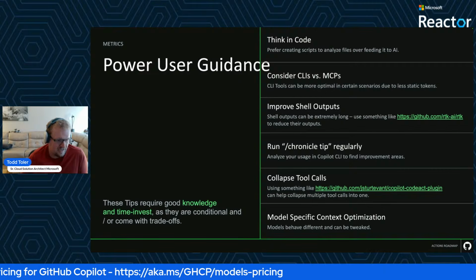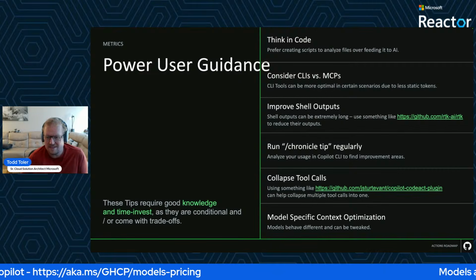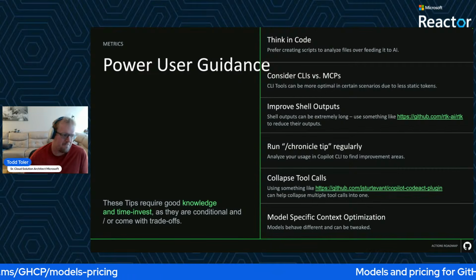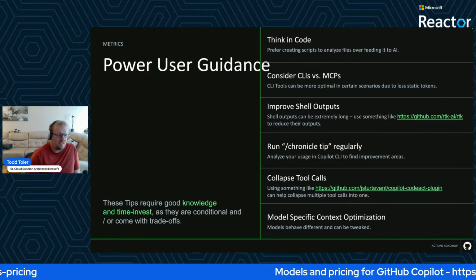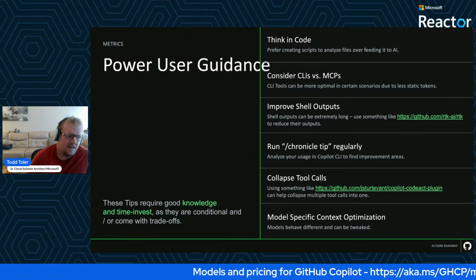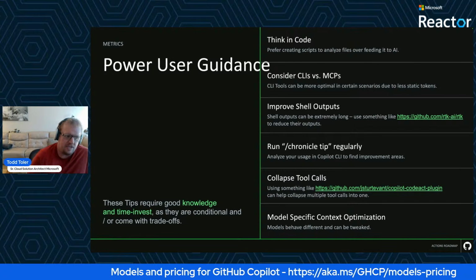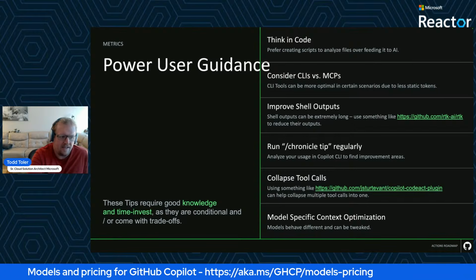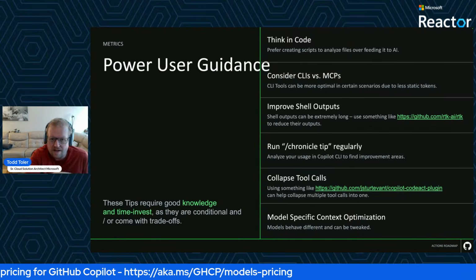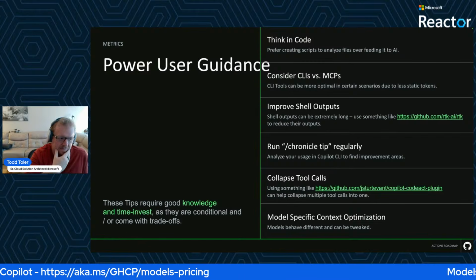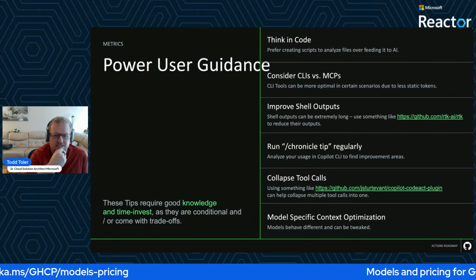So we just have a few more slides, and then we're done with this section. Here is some power user guidance that we wanted to throw in. These require more knowledge and testing. They sometimes trade quality for token savings, but these are some things that you want to do.